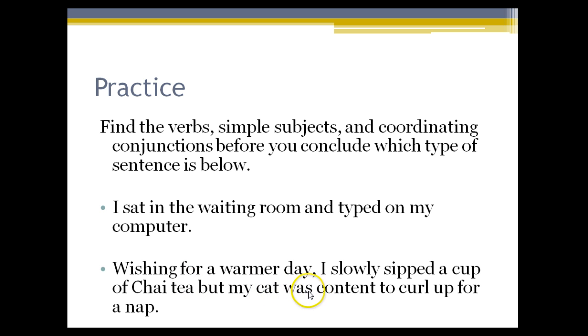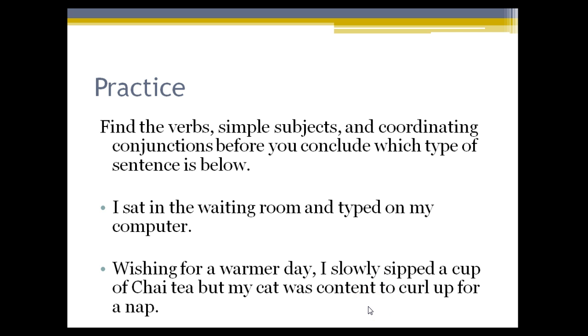Was, linking verb, content. Is content something you can do? Not really. So it looks like we have a linking verb and then we have a predicate adjective. What was content? Cat. Simple subject. Cat was content. All right, we have fanboys in front of it. And it looks like we have another independent clause with fanboys. Curl. Is curl the verb in the sentence? Nope. We have to in front of it. To curl. That's an infinitive, so we'll not count that.